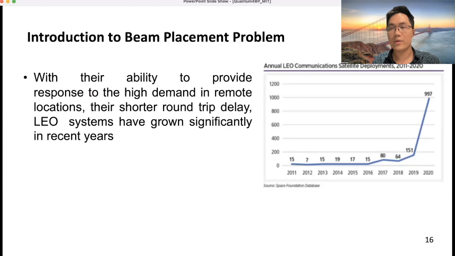Now I will talk about my use case here, which is the beam placement problem. With the ability to provide responses to high demand in remote locations, and low round trip delay, LEO systems have grown significantly in recent years. You can see in the picture that after 2019, there is a significant number of deployments of LEO satellite systems. The reason is that after 2019, the FCC allowed the private sector to come and play the game.